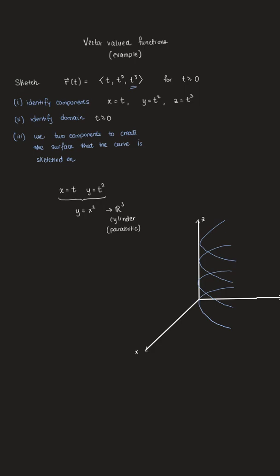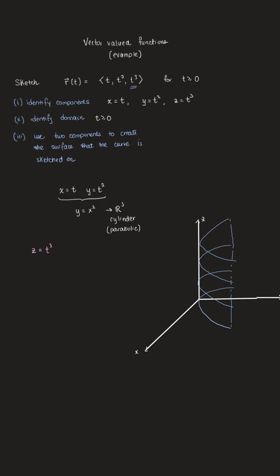All right, so we have a cylinder here of some sort. Now we're going to take our other component, which is that z actually equals t cubed. That's a cubic function that depends on t. So let's just plug in some values. This cubic function is going to travel along the surface of our cylinder. Again, our cylinder is this parabolic cylinder, and our curve, z equals t cubed, will travel along it.